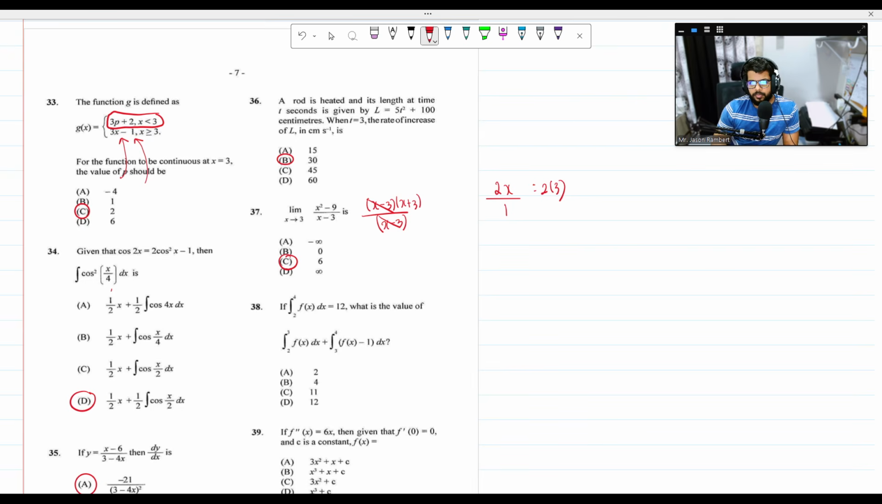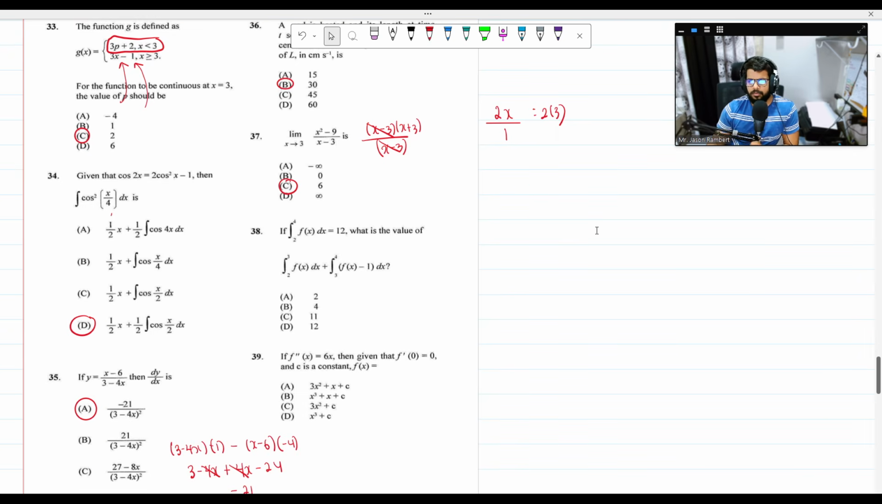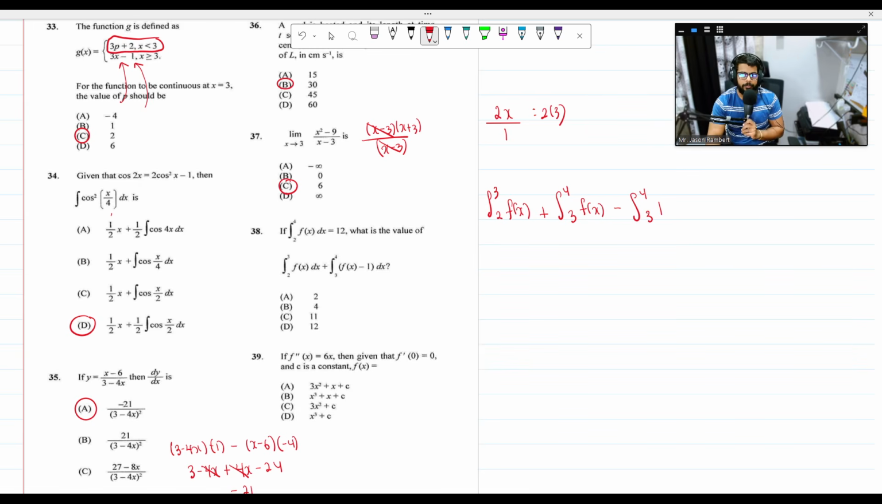If the integral between 4 and 2 of f of x dx is 12, what is the value of the integral between 3 and 2 plus the integral between 4 and 3 of f of x take away 1? So 2 things are going to change here. Let me change one thing at a time. The integral between 3 and 2 of f of x, plus the integral between 4 and 3 of f of x, take away the integral between 4 and 3 of 1.